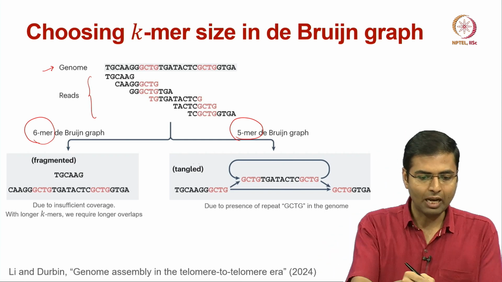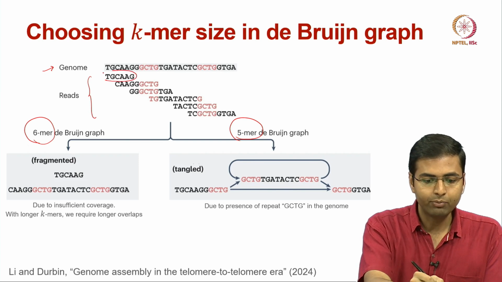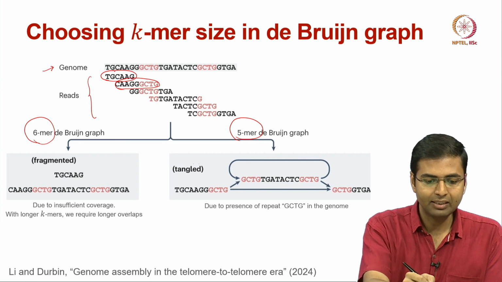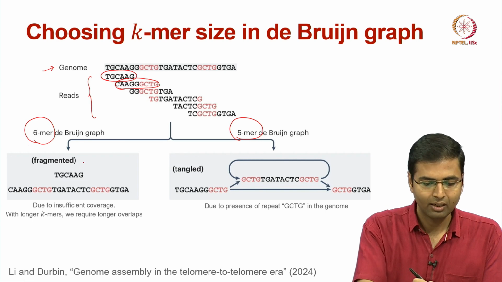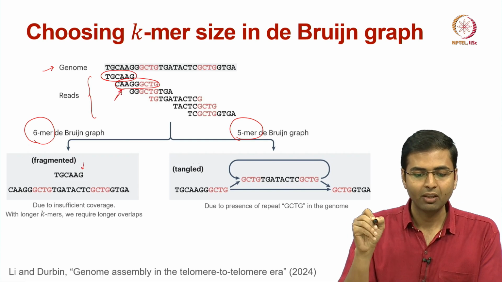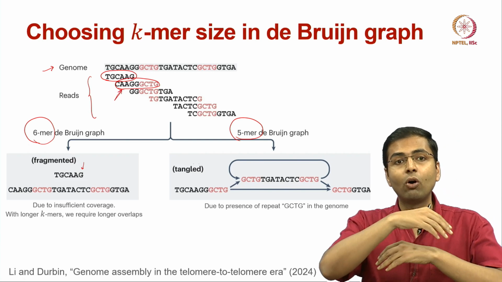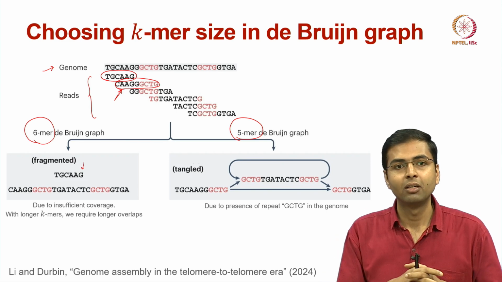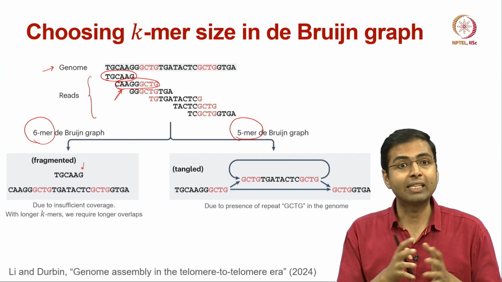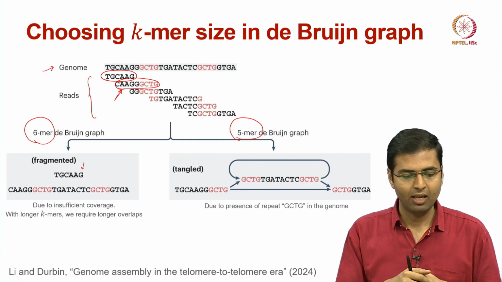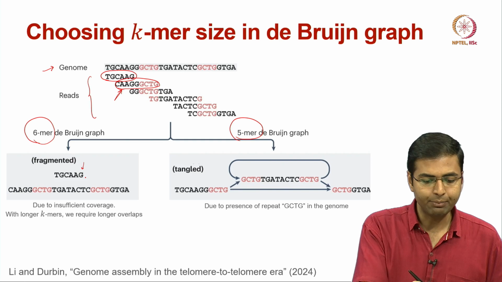In this case, for example, there is a break from this vertex and there is a break between these two reads, because if you consider the 6-mer here, that is TGCAAG, and the 6-mer from here, that is CAAGGG, they do not have a suffix-prefix overlap of length 5. If they do not have an overlap of that size, we will not draw an edge in the de Bruijn graph, and as a result this graph becomes fragmented.